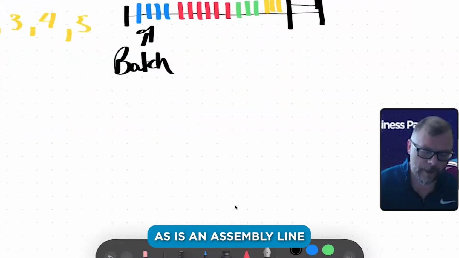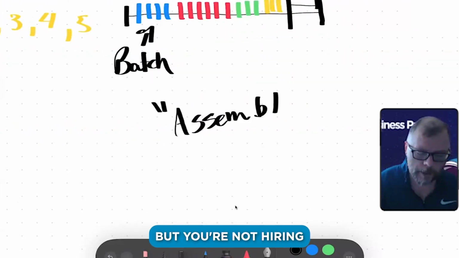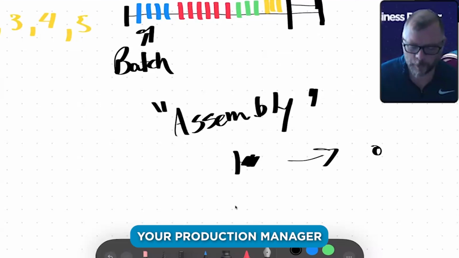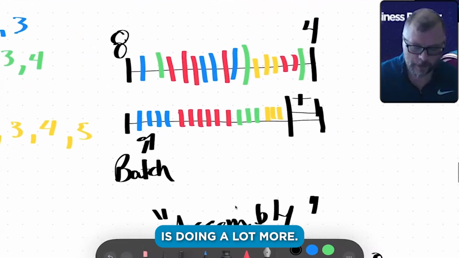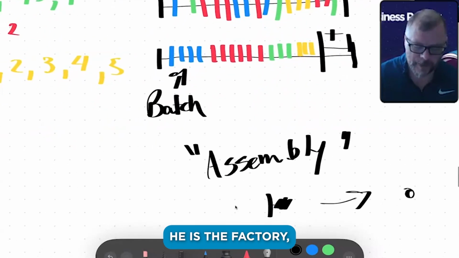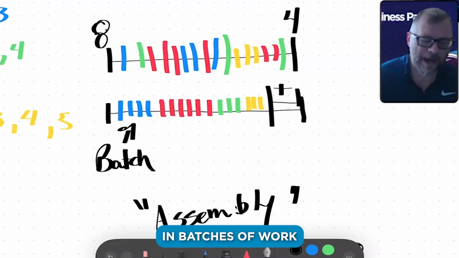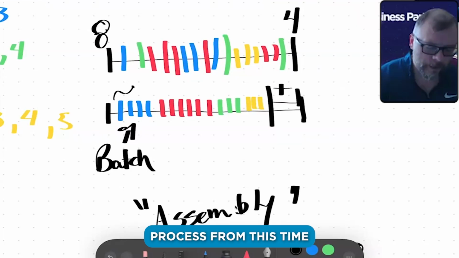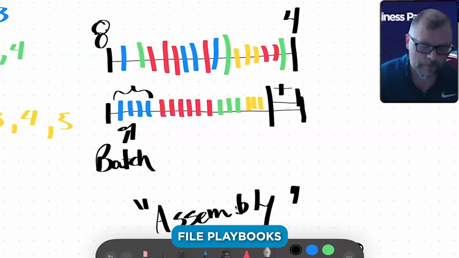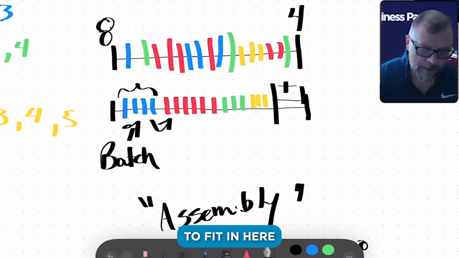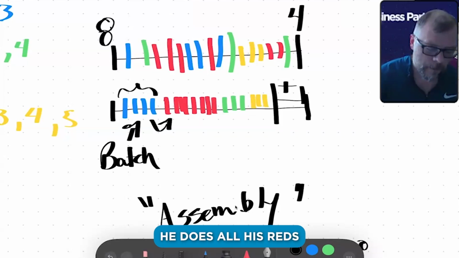Another thing that you could think of it as is an assembly line, but you're not hiring factory workers who are just putting a bolt. Your production manager is doing a lot more. He is the factory, not the worker. So what he has to do is deploy himself in batches of work where he says, from this time to this time, I do my job file playbooks, because some of these then become reds. Well, now I actually got 2 more reds to fit in here because I took 2 of these and turned them into reds. He does all his reds.